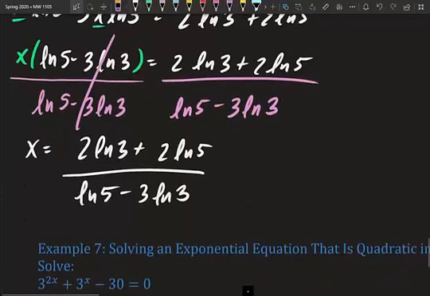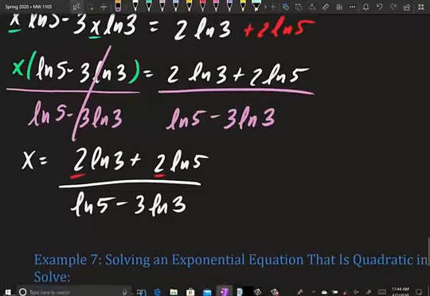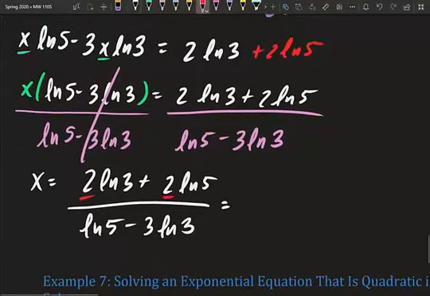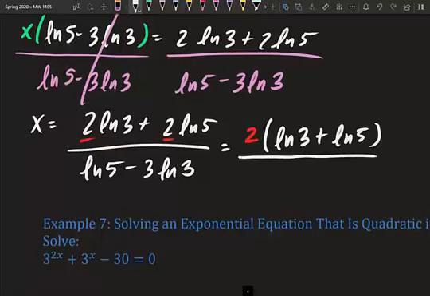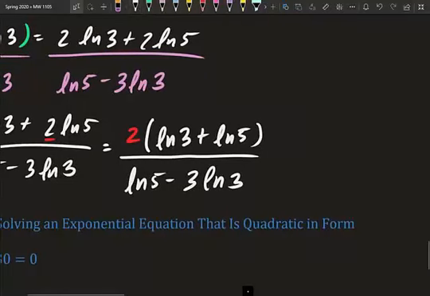We are almost done here because we can simplify one more time. I don't know if you see it, but they both have a 2 in common, so we got to take it out. So when we do, we have 2 times ln 3 plus ln 5, over ln 5 minus 3 ln 3. That's our exact answer for x. You can plug it into your calculator, and it is approximately negative 3.21.